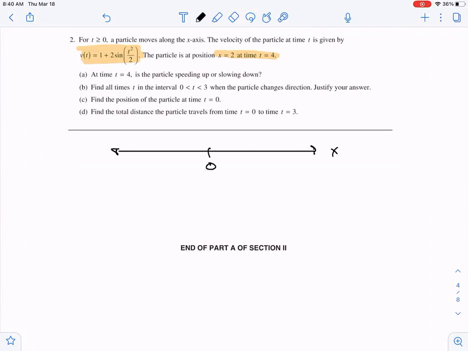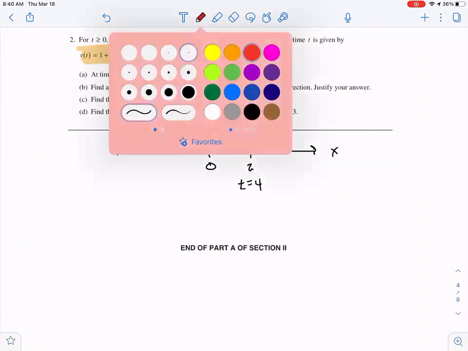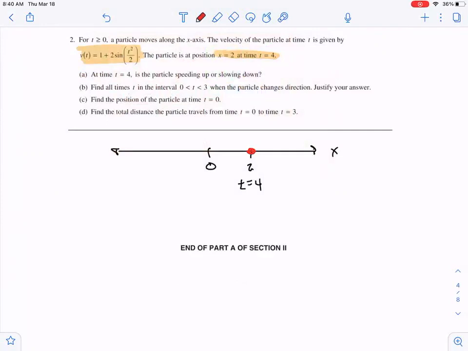And we're saying at x equals positive 2, our particle is located there at time 4. So whatever, 4 seconds, 4 minutes, 4 hours, after we say go, that's where our particle is located, and our particle is just moving back and forth along the x-axis.